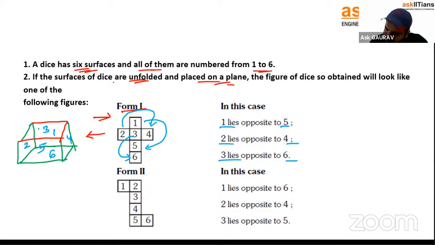Guys, 100% reply in the chat if it's clear or not. Yes, is it clear?